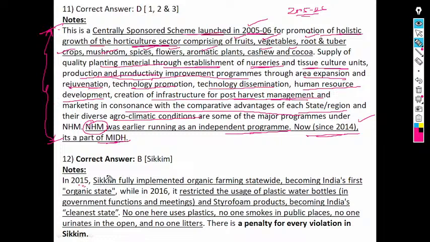Next, the National Horticulture Mission envisages strengthening the planting material, particularly nurseries or tissue culture. The government is strengthening that part.